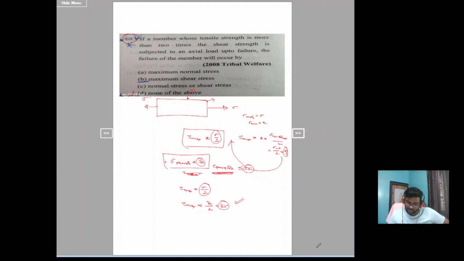So in this case the material will fail due to shear. Why? The tau max that is occurring on the member is more than the permissible. So out of this maximum shear stress, it will fail due to maximum permissible stress.